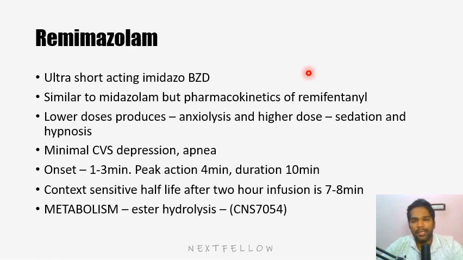Meaning, any drug that is metabolized by plasma esterase, or any drug that contains a carboxylic acid group, can be metabolized by plasma esterase. So those drugs will be very short acting, and short acting drugs are good because the action will be faster and they will come out of anesthesia soon. So all the ultra short acting drugs are good, like remifentanil, esmolol, mivacurium. All these drugs are ultra short acting because they are metabolized by plasma esterase. And so lower doses produce anxiolysis and higher doses produce sedation and hypnosis.